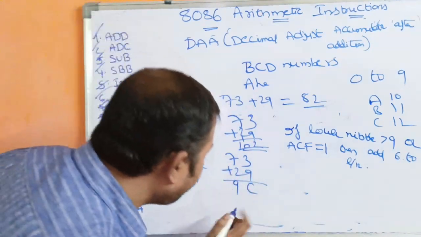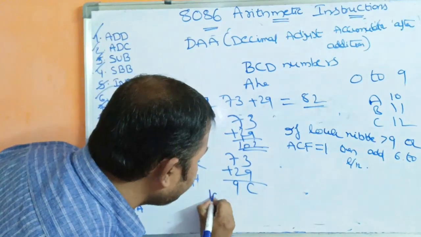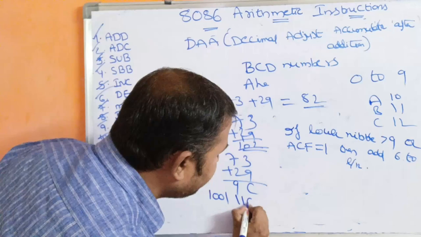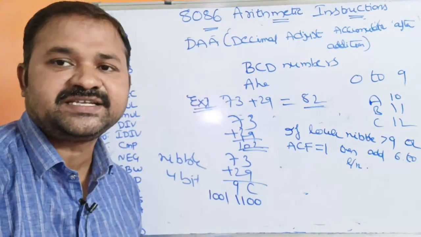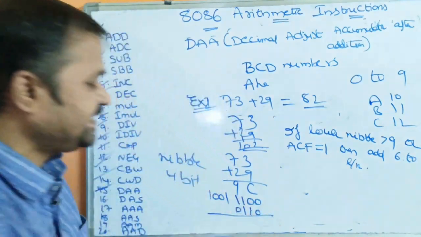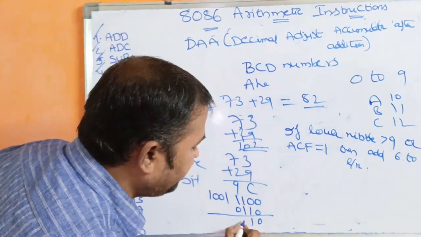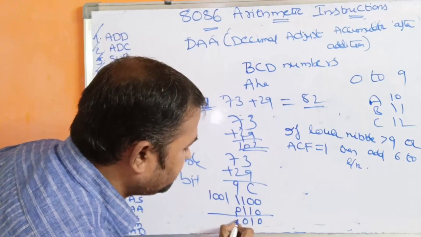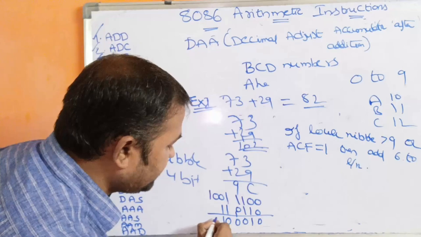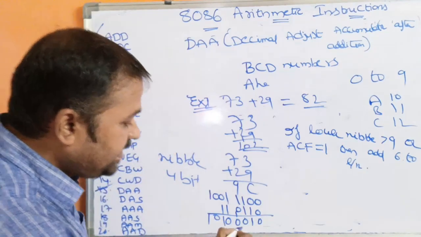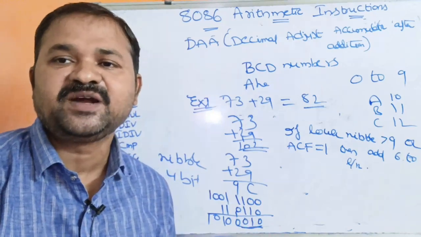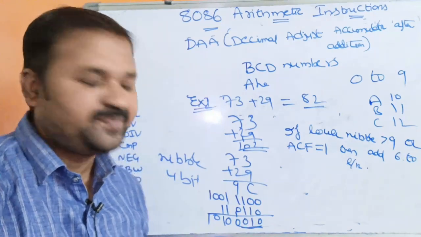Same point. So how can we write 9? 1001. How can we write C? 1100. So let us add 6. 0 plus 0 is 0, 0 plus 1 is 1, 1 plus 1 is 0 with a carry 1, 1 plus 1 is 0 with a carry 1, 1 plus 1 is 0 with a carry 1. Here for 0010, there is no problem. 0010 in decimal notation is 2. 2 is a valid BCD number.